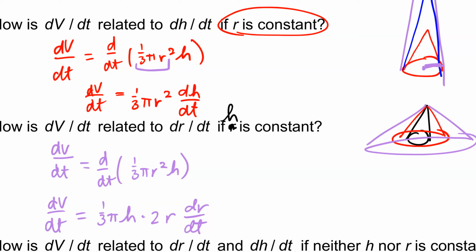So to simplify this a little bit, dV/dt is just going to be 2/3 pi h r times dr/dt.